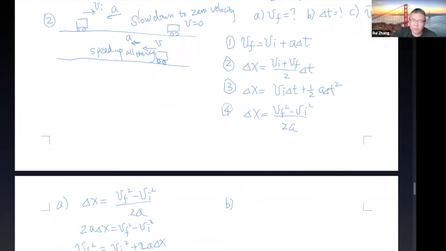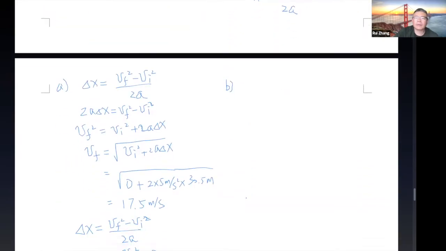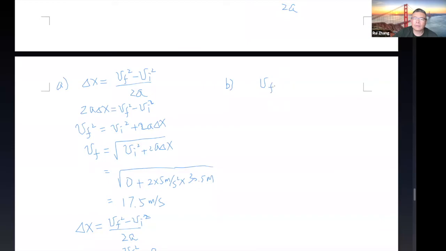So let's do the first one. Let's do VF equals VI plus A delta T. Now, as I said, you could either manipulate the formula or you could plug in numbers directly. I would always do the formula first. So for you guys, you can plug in numbers directly if you want to, but I'm going to always do the formula first. If you subtract VI on both sides, you have VF minus VI equals A delta T. So delta T equals VF minus VI divided by A.